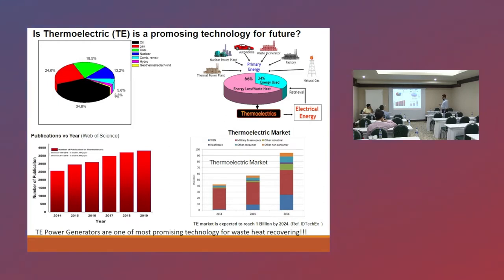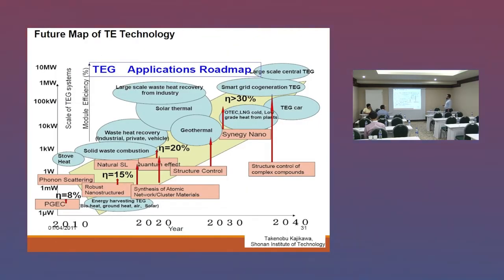That's why, as you see here, almost 4,000 to 5,000 publications come out every year, because thermoelectrics has recently attracted more attention. In almost the last 5 years, the number of publications is almost half of that in the last 20 years. That also indicates how fast the thermoelectric field is growing. Of course, the thermoelectric market also reflects the publications. Currently the market is about $1 billion, but it is expected to reach $2 billion in 5 years. So this is the future map of thermoelectric modules.